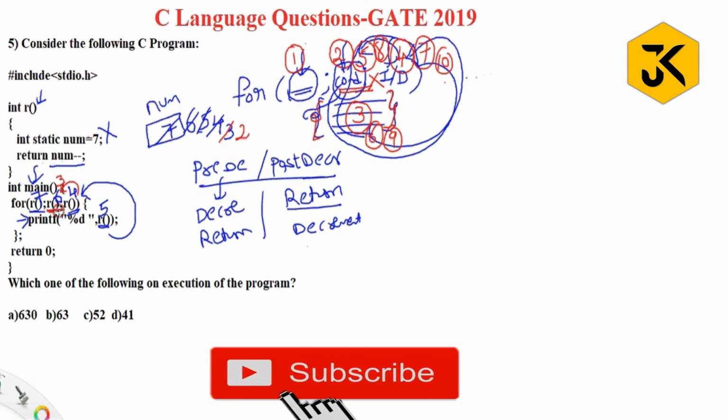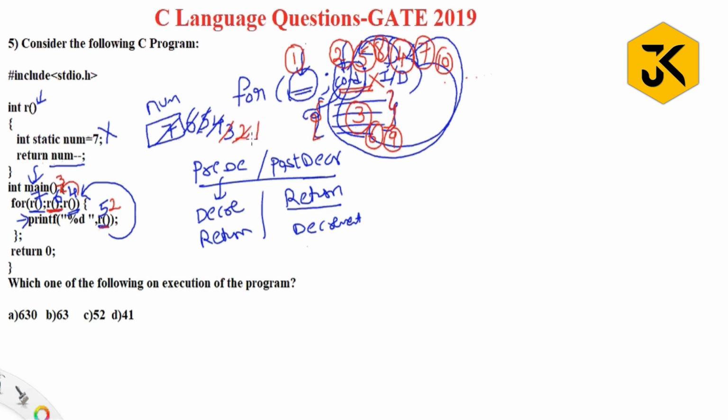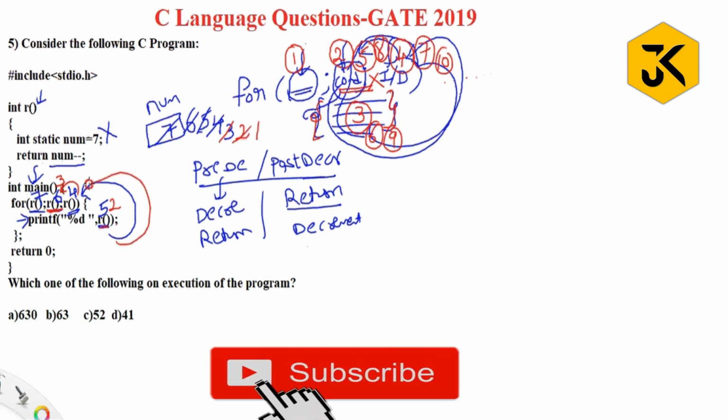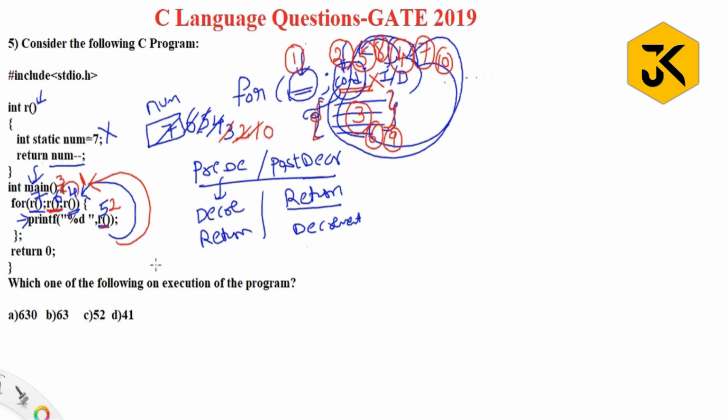Now once the condition is executed, it executes the block of statements. In the block they have written the function, so it gets 2, then decrements by 1. Then it executes the increment or decrement. The R function gets 1, then decrements to 0. Then it executes the condition. In the condition, when it calls the function, it returns 0 and places -1 in num.